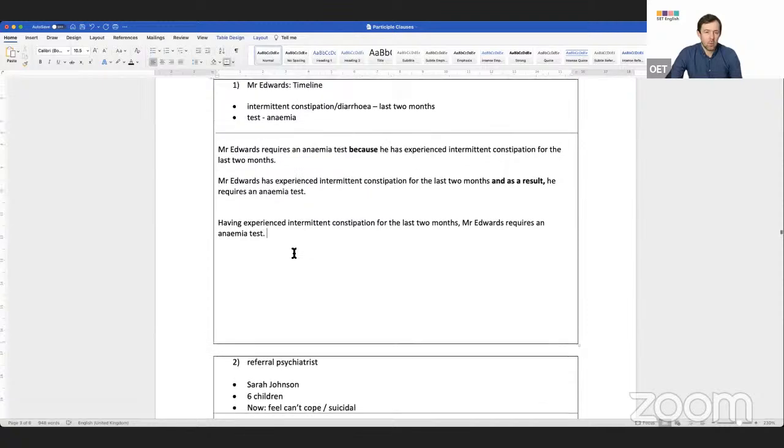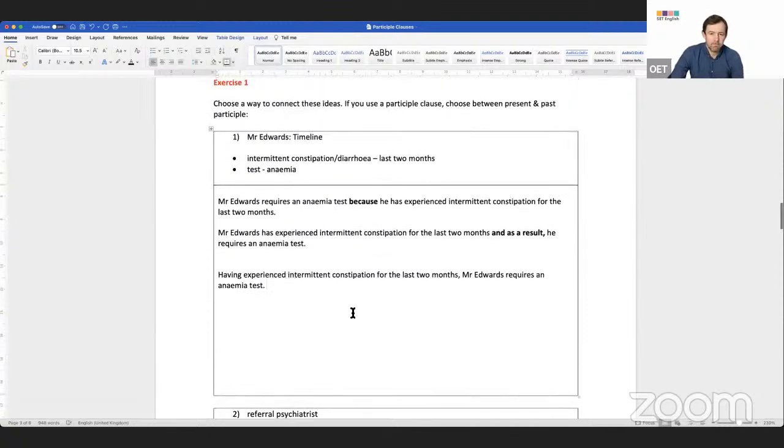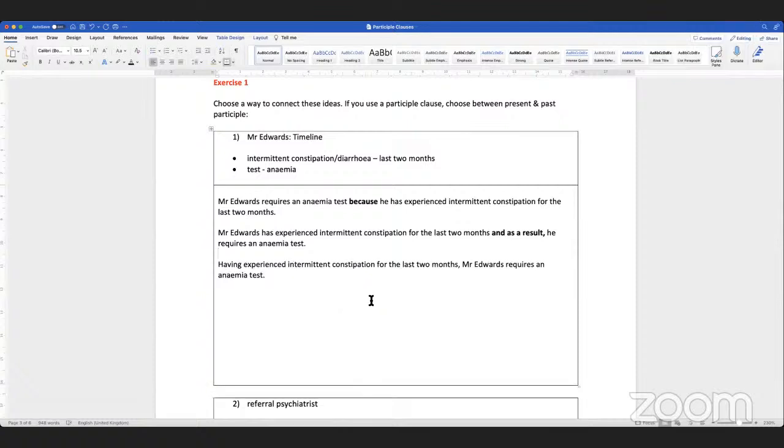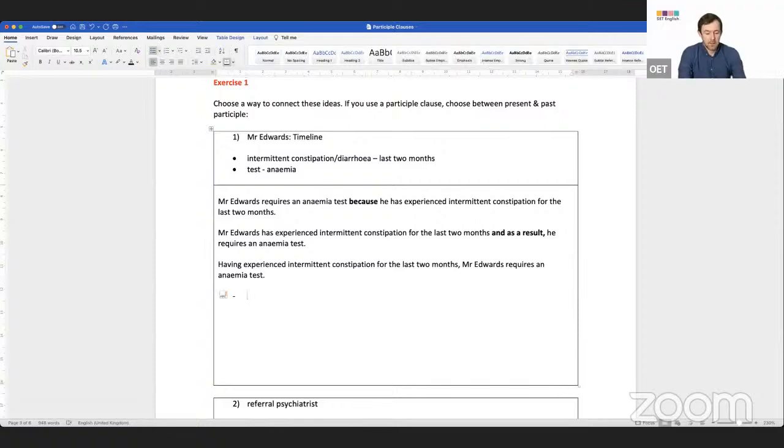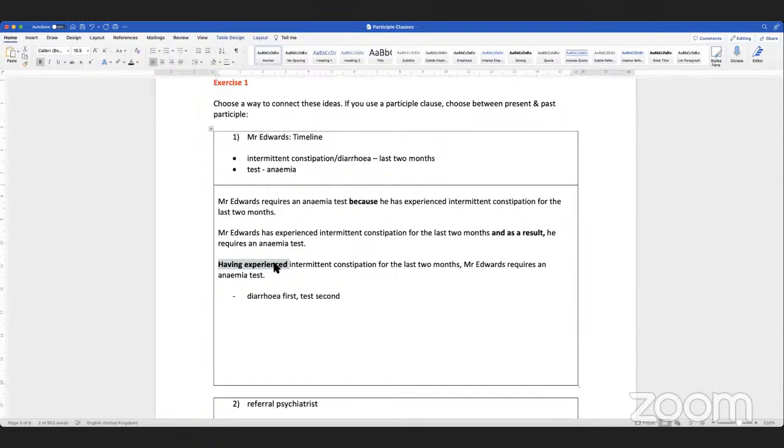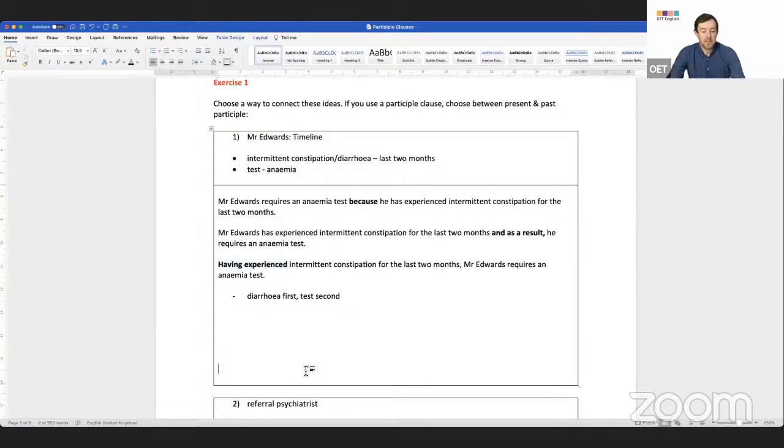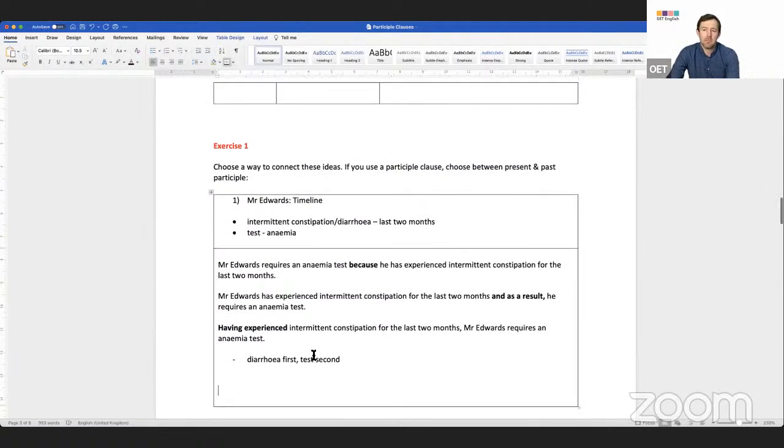Okay, now what do we think of that sentence, guys? Does it make sense for us? What you've told me is the diarrhea first, test second. The test hasn't happened yet, but it will be second. So having experienced is our perfect participle. I am telling you that this happened first. That's the whole point of the perfect participle. What do you think, Ezgi? Does that make sense? Yes, sir.